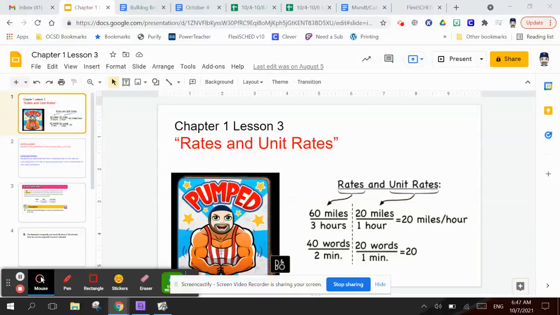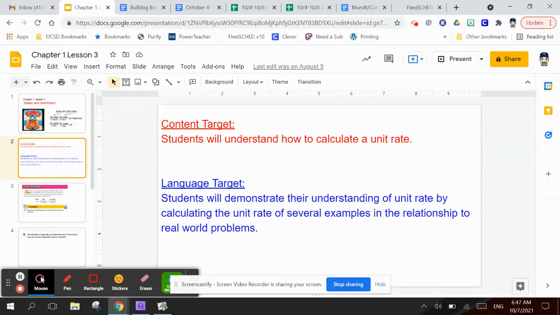Chapter 1, Lesson 3, Rates and Unit Rates. Our content and language target today. Content: students will understand how to calculate a unit rate. Our language target: students will demonstrate their understanding of unit rate by calculating the unit rate of several examples in a relationship to real-world problems.